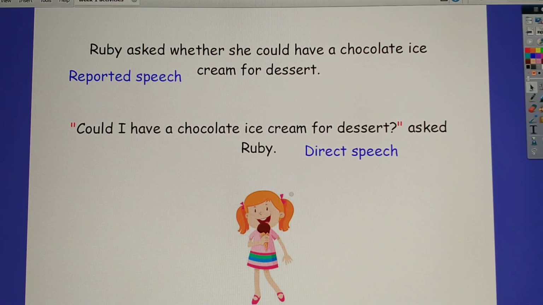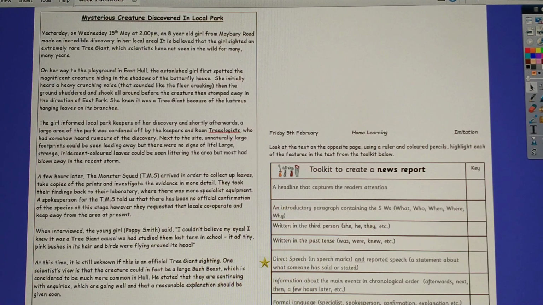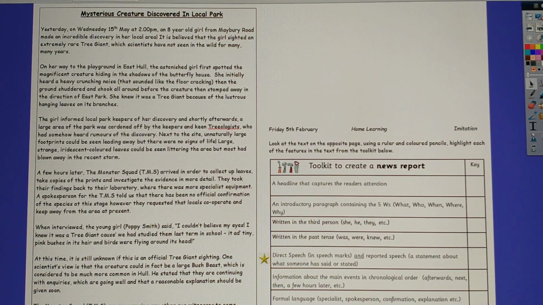So if you look in your story, in the news report that we've got, there are examples of both. You will be able to find some direct speech in there, and you will be able to find some reported speech in there as well, where somebody has said that they've been told by someone something. So again, just as before, all you need to do is use the key, highlight the key in a different colour, and then find that feature.